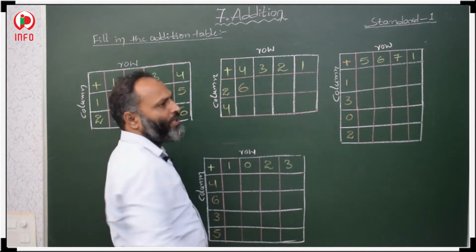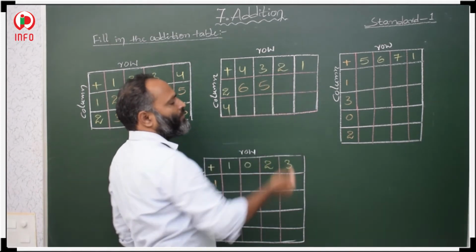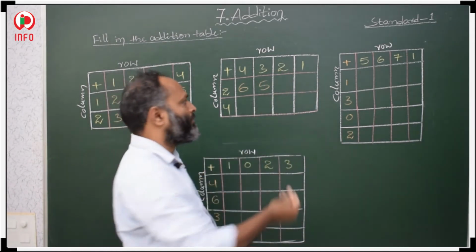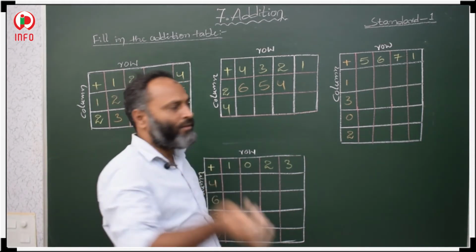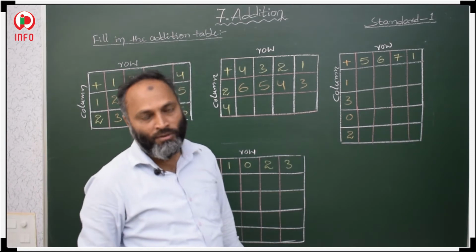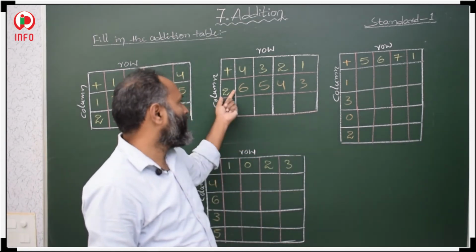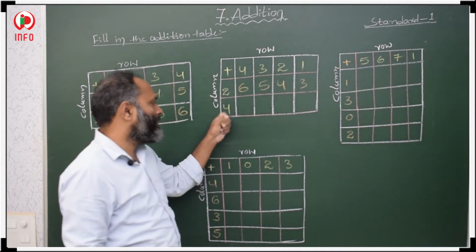3 plus 2: 3, 4, 5. 2, 3, 4. 1, 2, 3. So, next 2 numbers we have to count, and we have to write only 2 numbers. Why? Here plus 2 is given. In the next, 4 is given.